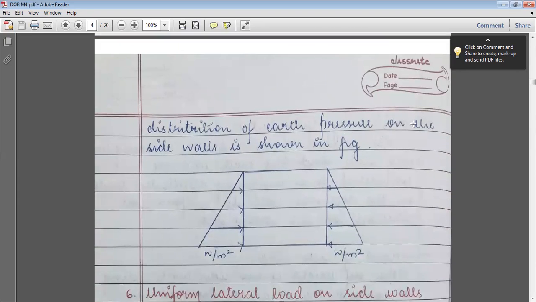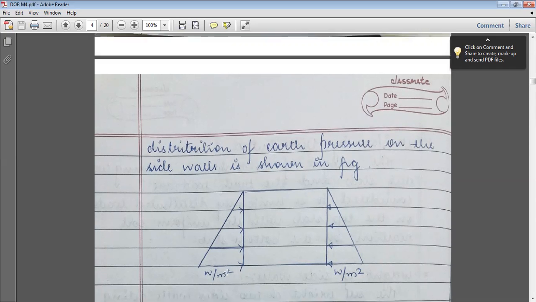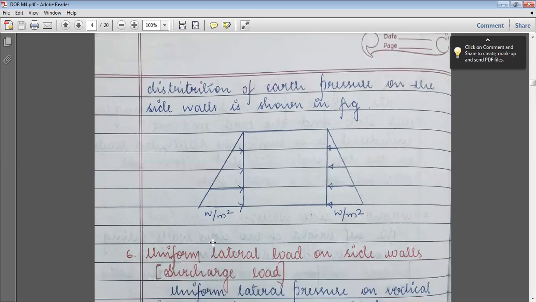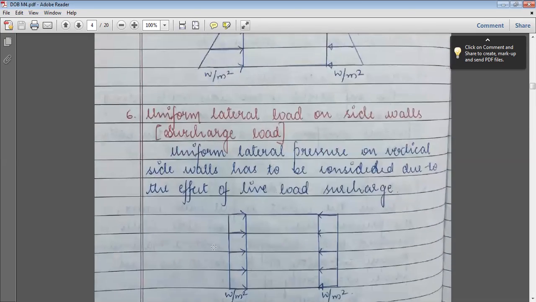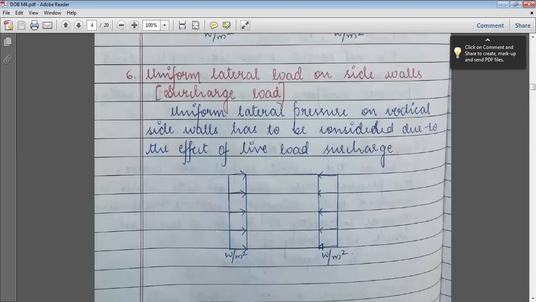See, this is the earth pressure which we have shown. It is a box culvert, right? On side walls, I am considering the earth pressure, which is also linearly varying in nature. That is W per meter square, 0 at the top and maximum at the bottom. Next, last and the sixth one, uniform lateral load on side walls. That is also called as surcharge load.